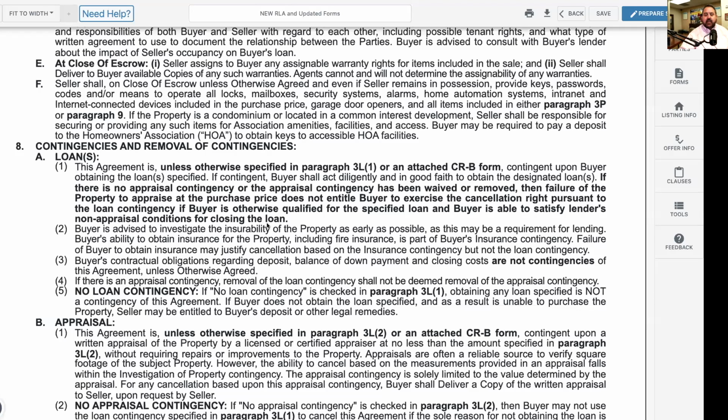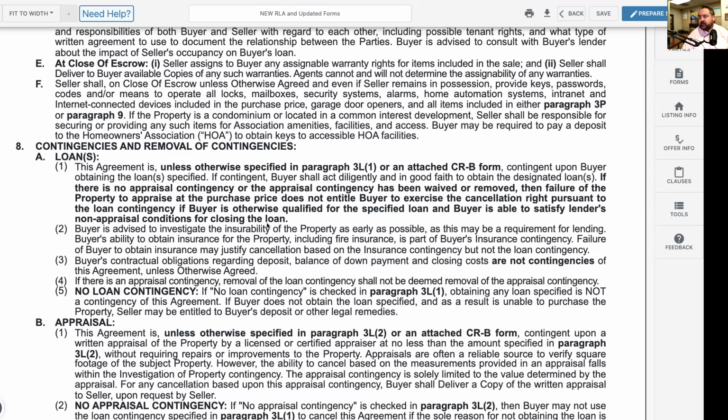So again, having these conversations going into it so your buyer understands the importance of the time periods and why they exist is going to make it easier on you when it's time for you to say, okay, you're in a position where it's time for us to remove all the contingencies, and I think you should do that.